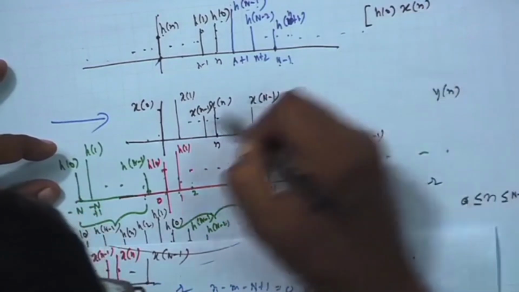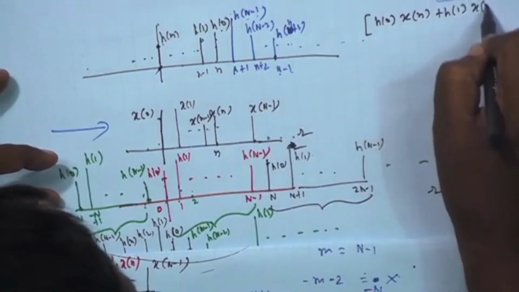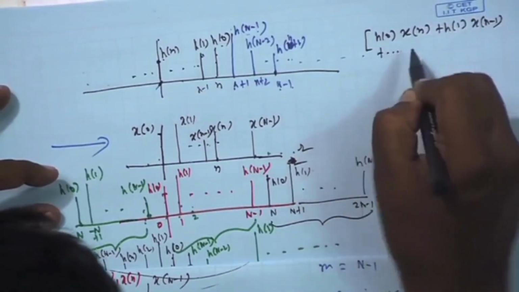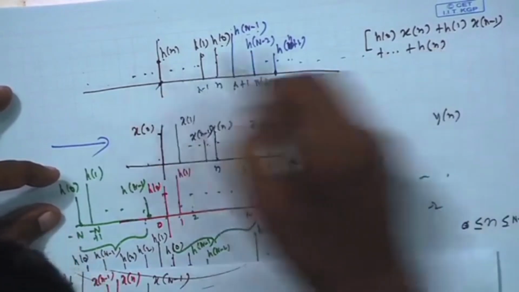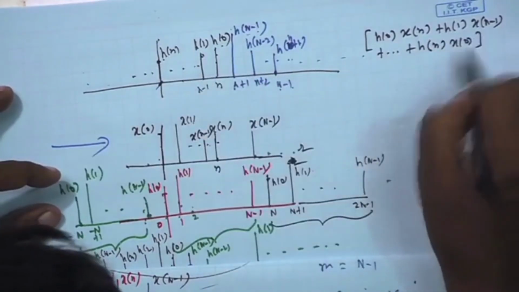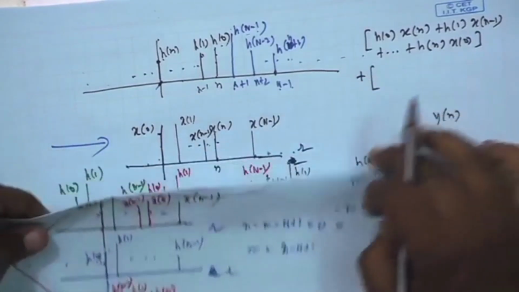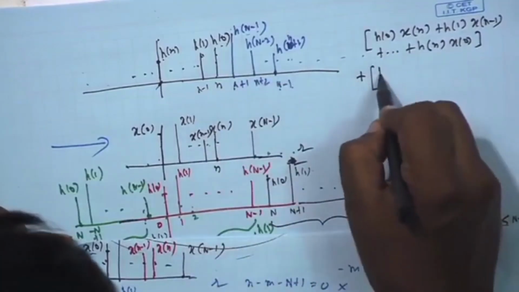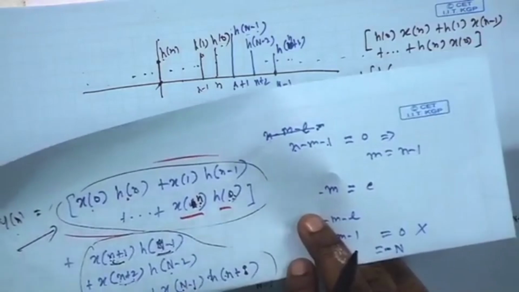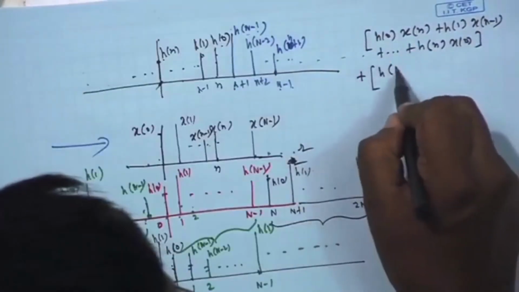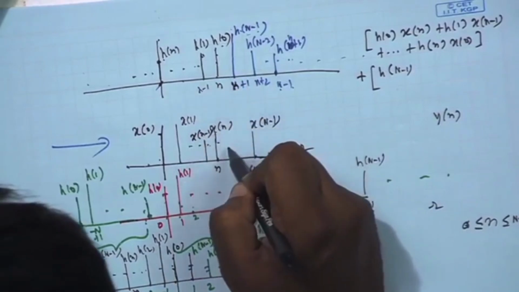x n plus H 1 x n minus 1, and so on up to H n x 0. This part is the linear convolution. And what do you get after that? After that you get H capital N minus 1, and at what point? At the small n plus 1th point.